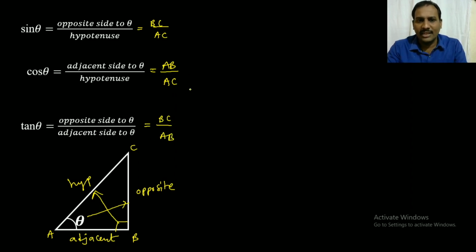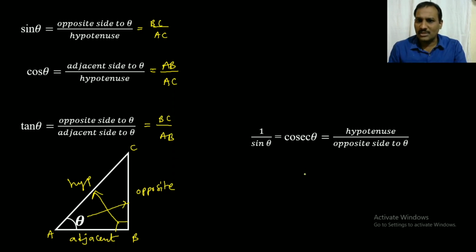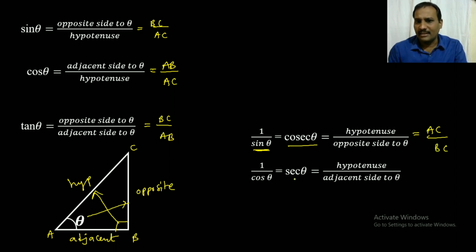Then we will have their reciprocals. That is, cosecant theta is the reciprocal of sine theta. That is hypotenuse by opposite side to theta. Hypotenuse is AC and the opposite side is BC. Then comes secant theta, which is the reciprocal of cos. That is defined as hypotenuse by adjacent side to theta. Hypotenuse is AC and adjacent is AB.